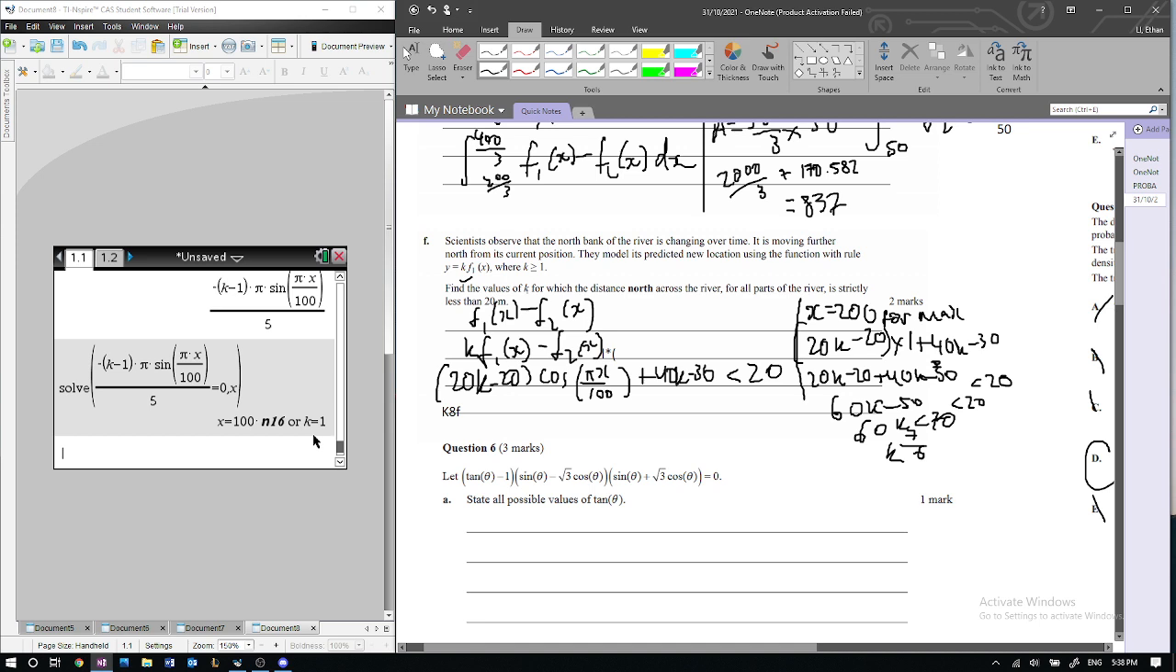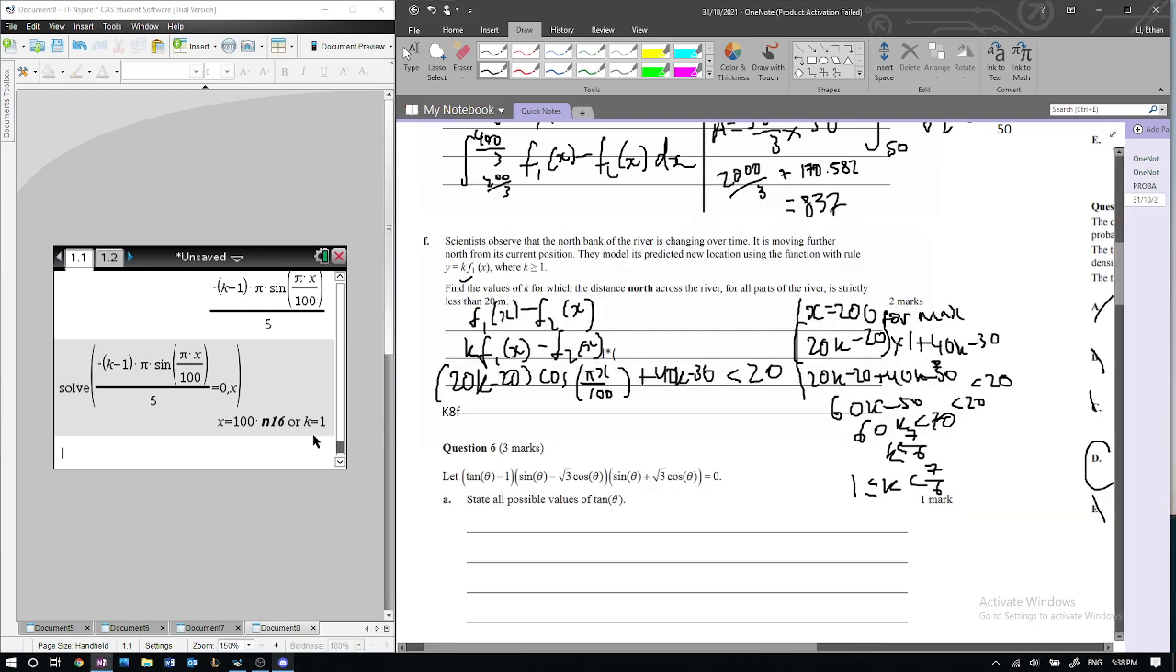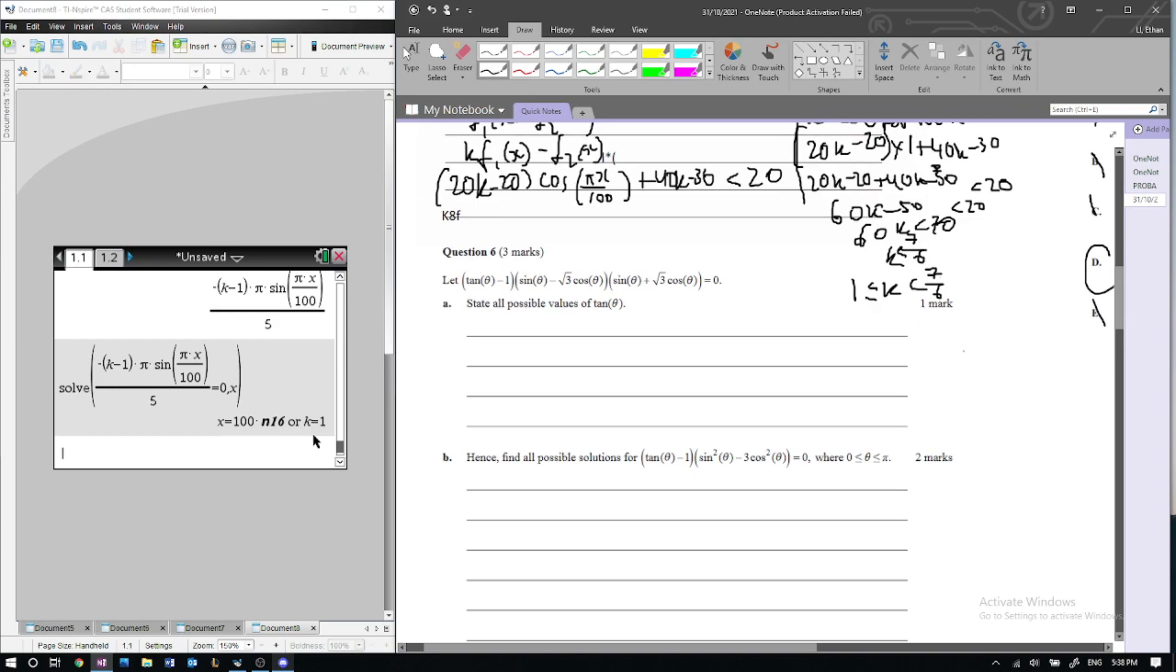So those are the values of k for which it's less than 20. But of course it said that k is greater than or equal to 1, so make sure you finish off with 1 is less than or equal to k, which is less than 7 on 6. Sorry I got a bit confused there, guys, but you get the idea. Find the maximum, and this applies to other questions as well. You can find the maximum if it asks you for what values it's always less than a specific value. So that's the answer.